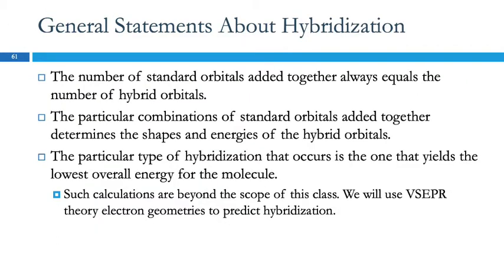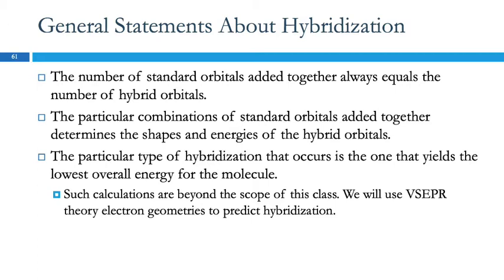So general statements. The number of standard orbitals is going to equal the number of hybrid orbitals. So if you take 3 regular orbitals and you hybridize them, you're going to end up with 3 hybrid orbitals. So you could call that the law of conservation of orbitals, right? You don't gain or lose orbitals by hybridizing them.